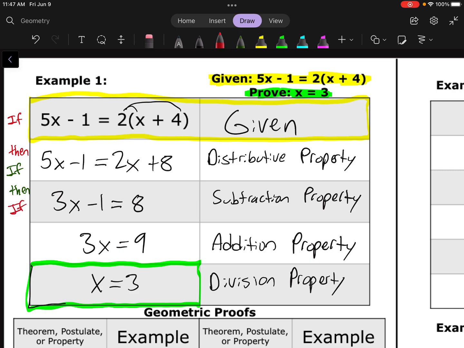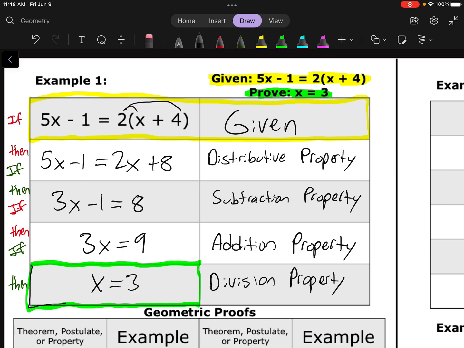And if 3x minus 1 is equal to 8, then 3x equals 9 according to the addition property. And if 3x is equal to 9, then x is equal to 3 according to the distributive or the division property. So this is literally us just laying out a bunch of conditional statements in a row to string together these conditional statements to show exactly how it flows logically.